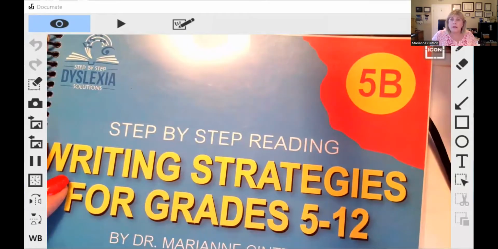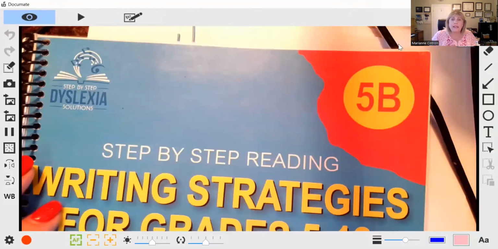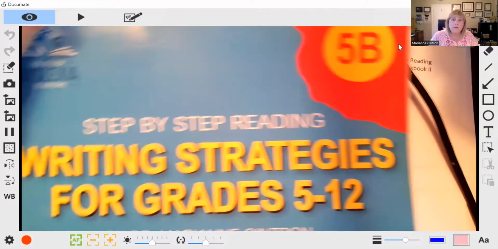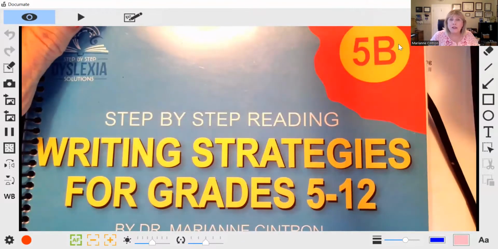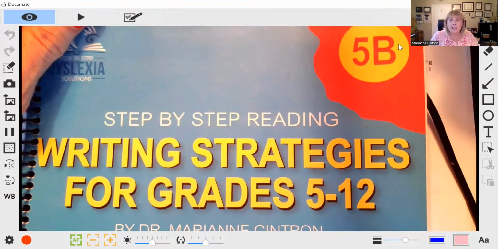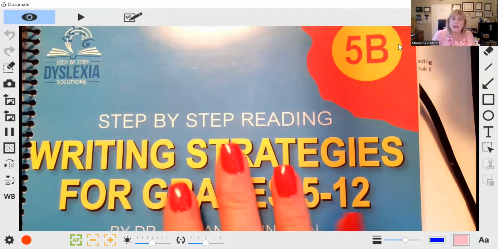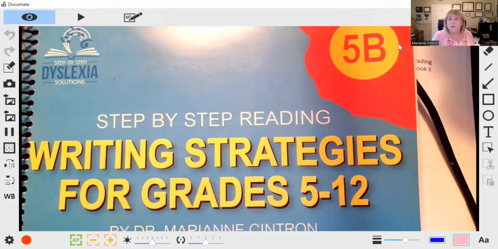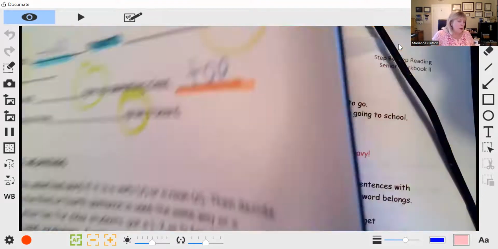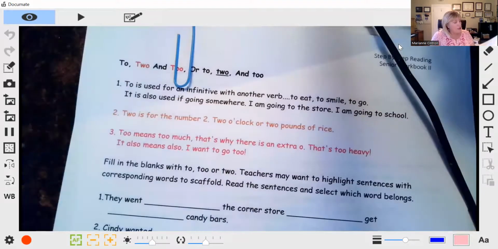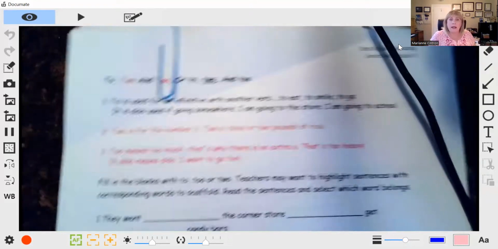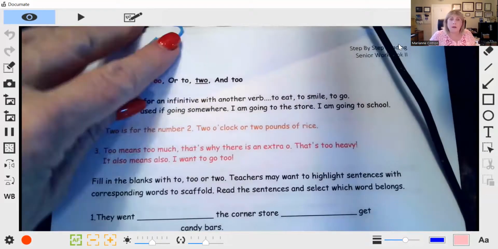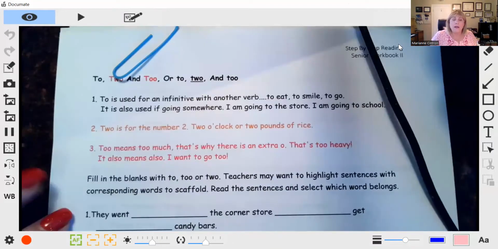because I want to show you that I have a workbook. This is workbook 5B, and it's for grades 5 through 12. However, I'm working with a student for the third year. She's making such advances that I'm going to bring her into this book, and she's going to be a fourth grader. So what I've been teaching her are words with multiple meanings, but what I didn't get to teach her before summer started was the homophones.